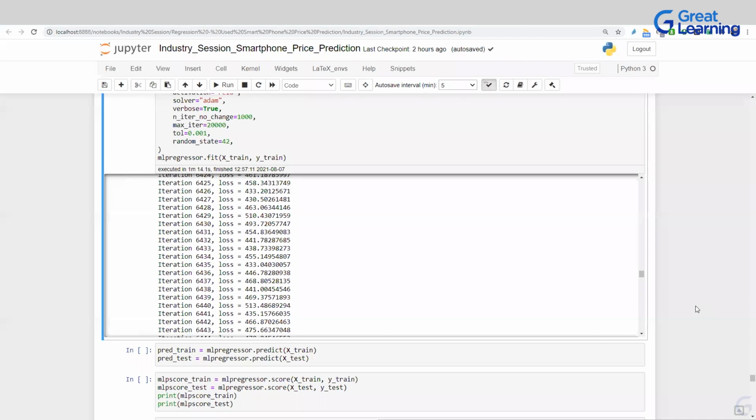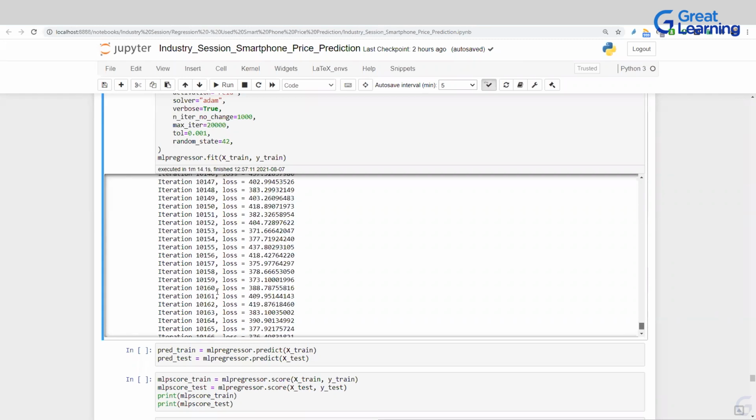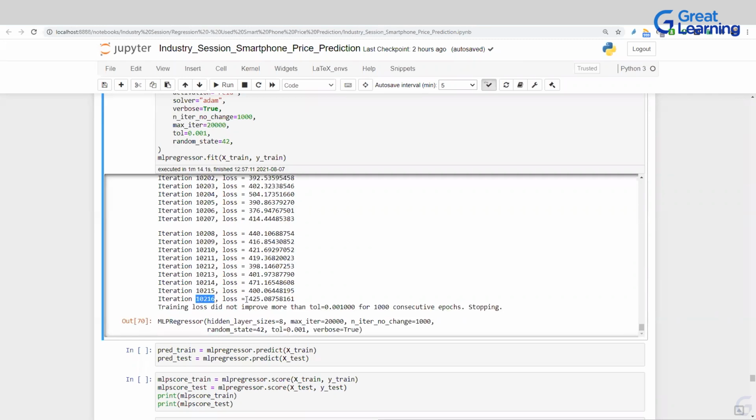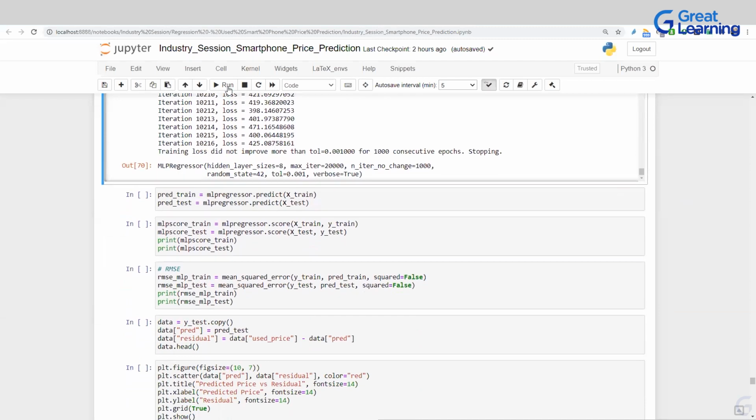So univariate will give you a better understanding of it. In the meanwhile, this algorithm has converged. It has taken 10,000 iterations and the loss has been reduced to approximately 425. Let's go and look at the performance of this model.